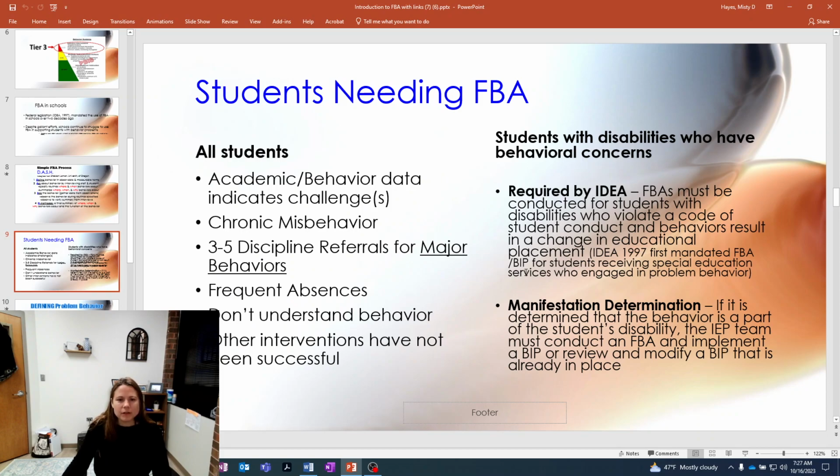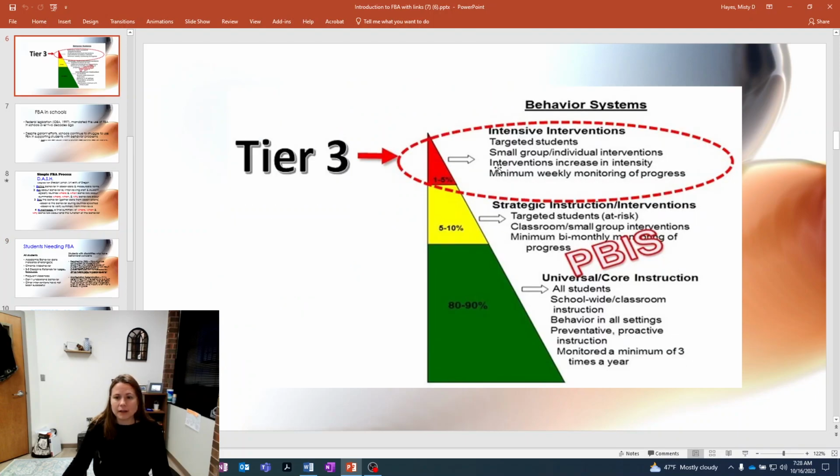And it talks about the different kinds of students, and again, you'll look here, that word I talked about earlier, chronic misbehavior, right? Maybe they've had 3 to 5 discipline referrals for major behaviors. Maybe they're absent a lot. Maybe they don't understand the behavior because it's due to their disability or exceptionality. And other interventions have not been successful. Going back to that framework here, you try to intervene and things are not working, right?